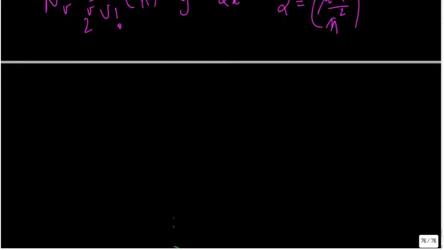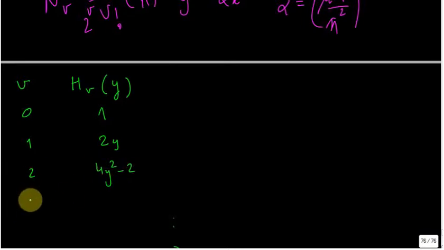So Hermite polynomials. You've already seen the first Hermite polynomial, so H0 is 1. H1 is 2y, H2 is 4y square minus 2, and let's write another one, H3 is 8y cube minus 12y, and so on and so forth, it goes on. Do you notice anything in these?